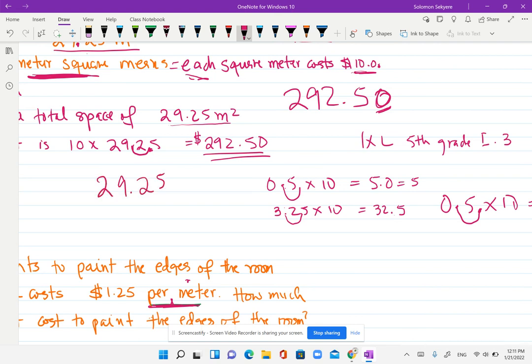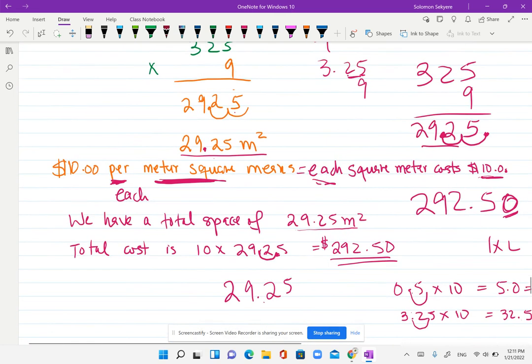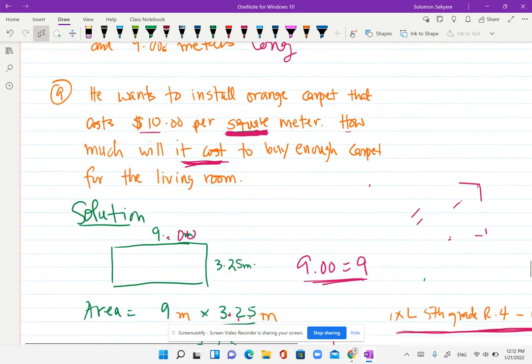Or with 29.25 times 10, I say disregard the decimal point and do 2925 times 10, which means put a zero here. After that, bring back your two decimal places, 1, 2. And that's your answer. So it's going to cost $292.50.